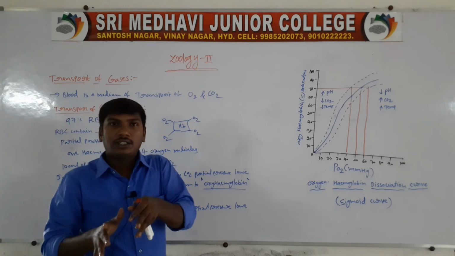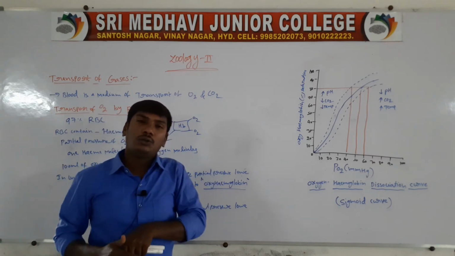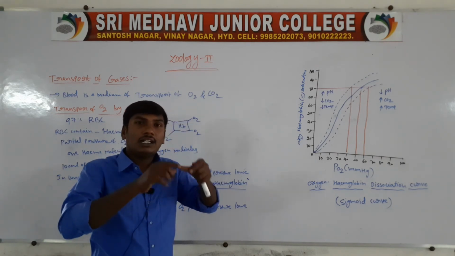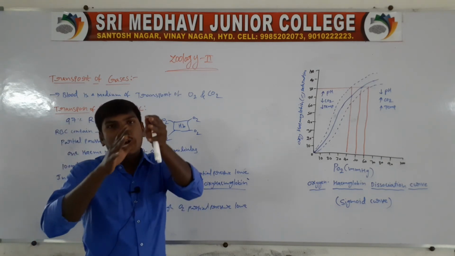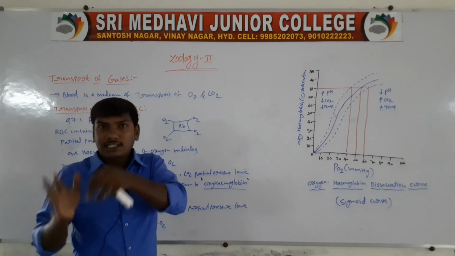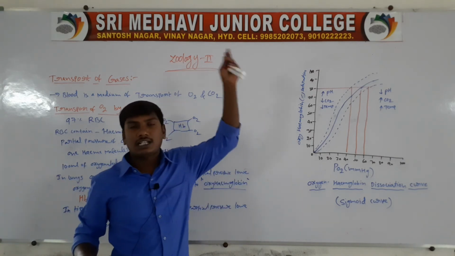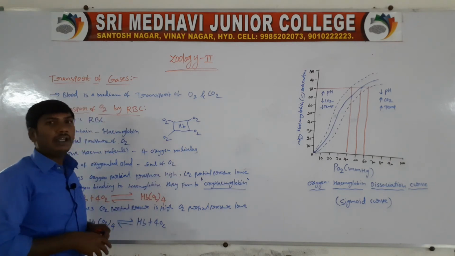In the tissues, the CO2 partial pressure is high, O2 partial pressure is low. The CO2 binds to the hemoglobin. That causes oxyhemoglobin dissociation, the separation of the hemoglobin and oxygen. So, the oxygen is transported to the tissues. The CO2 bound to the hemoglobin is transported to the lungs. So, this is the transport of the oxygen.